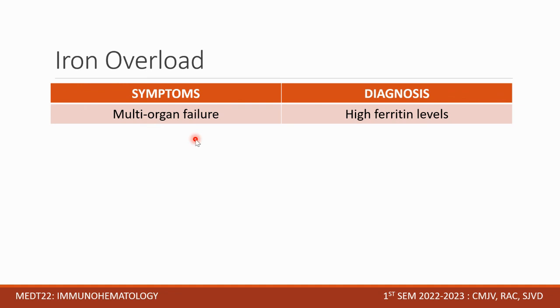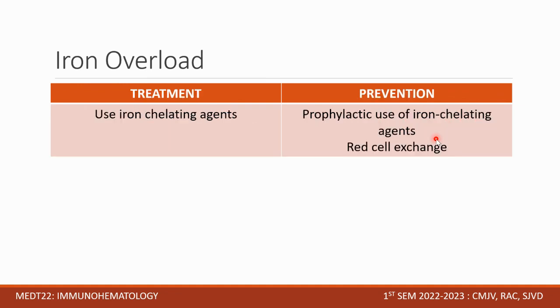So, symptoms, you have your multi-organ failure, then high ferritin levels, pwede natin makita kay patient. For the treatment, use iron chelating agents. Okay? And then, prevention, prophylactic use na ng iron chelating agents. Okay? So, unahan na yung before transfusion, so you have your iron chelating agents.